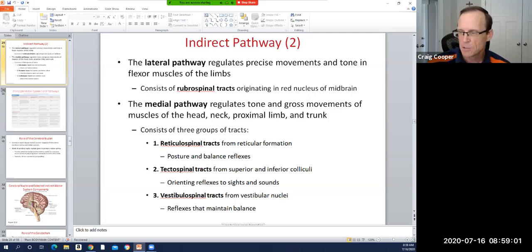And then vestibulospinal tract reflexes that help maintain balance. We'll talk about our vestibular function in lab in particular today when we go over the ear.